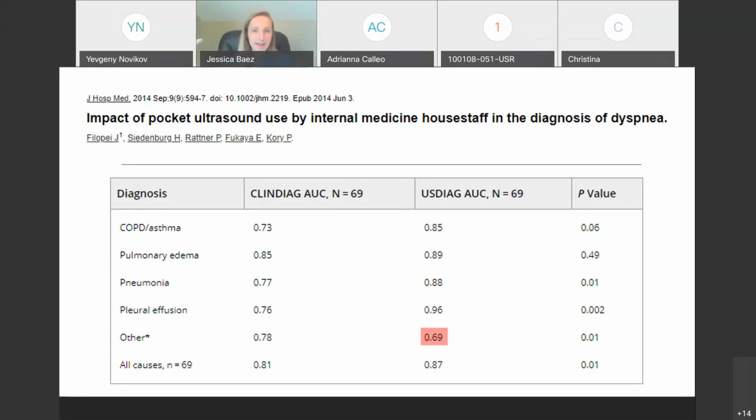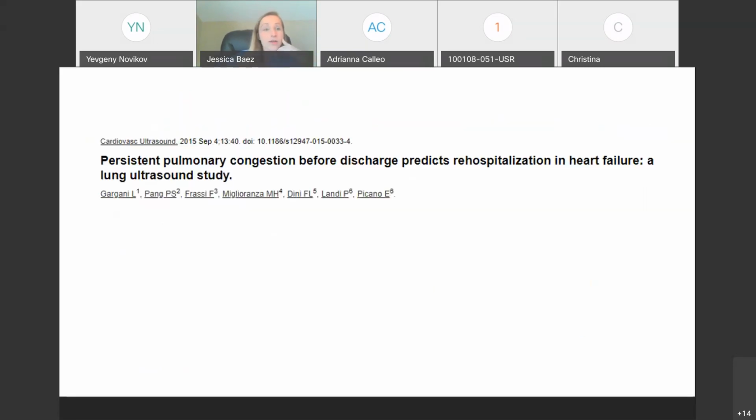So this all goes to say that it doesn't totally replace your physical exam. If you have someone who has tense ascites and you're only ultrasounding the lungs, you should probably take that into account. But overall, it certainly can help increase your diagnostic accuracy. There are other studies from a medicine perspective that show that ultrasound in patients with heart failure can actually be used to predict patients' readmission rate in 6 months, based on the amount of pulmonary edema that they have left on ultrasound.